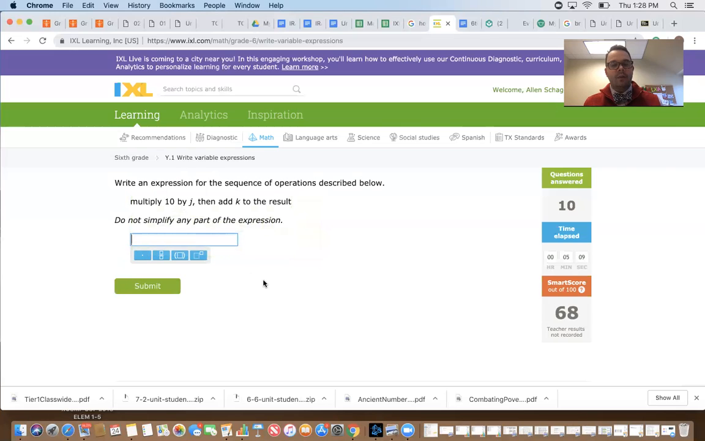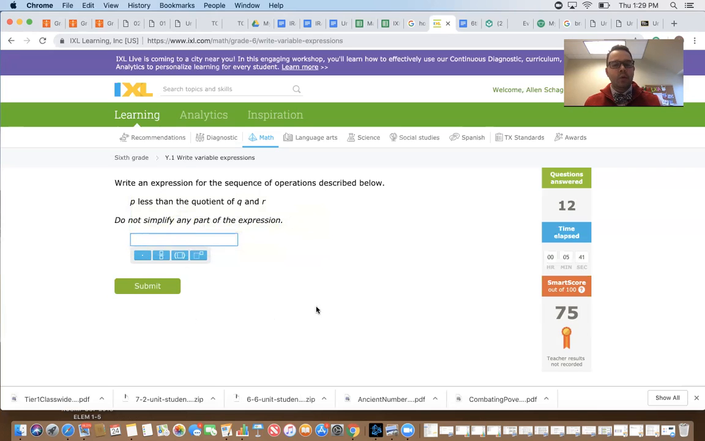And now it's going to get a little harder once you hit 68. Multiply 10 by j, then add k to the result. So I'm going to say 10 times j plus k. Okay, raise 9 to the 10th power, then add p to the result. So I'm going to do 9 to the 10th power. And notice I don't want to write like that, so I have to click on the thing again to get a full bar. And then I'm going to add p to my result.